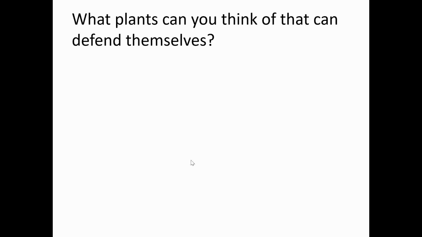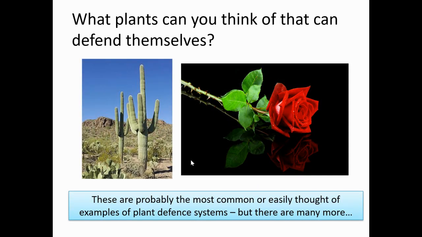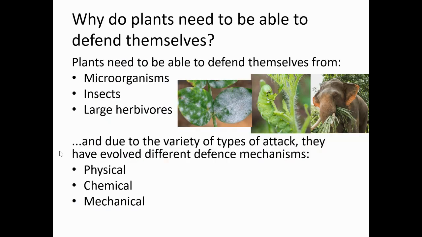Right, what plants can you think of that can defend themselves? So straight away, lots of our minds will be going to cactuses, perhaps roses. They've got these thorns, they've got spines. Quite obviously, they do not want to be eaten. They do not want anyone messing with them, otherwise they'll spike you. Makes sense? But there are more ways that they defend themselves, and actually a lot more subtle ways that perhaps we won't have thought of before.